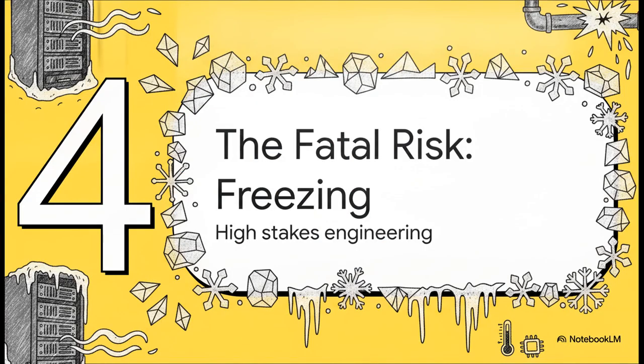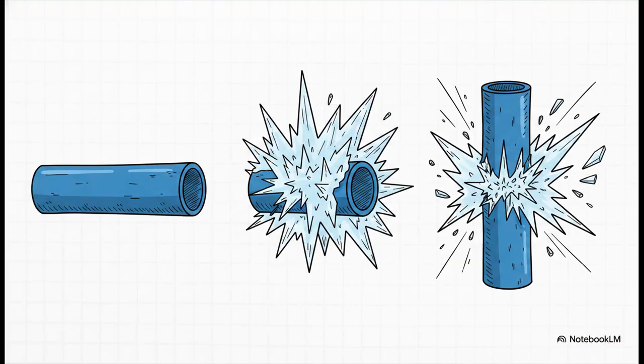Section 4. The fatal risk, freezing. This is some high-stakes engineering. You really have to remember, the evaporator is literally the coldest point in the entire mechanical plant. If, for some reason, the pumps fail and the water stops flowing through those submerged tubes, you have a major crisis on your hands. Within seconds, that freezing liquid refrigerant will turn the stationary water into solid ice.